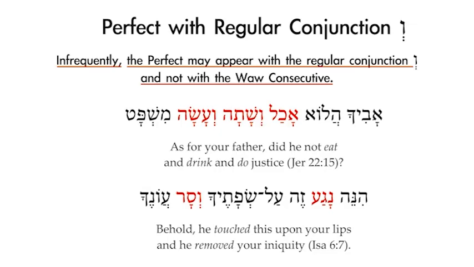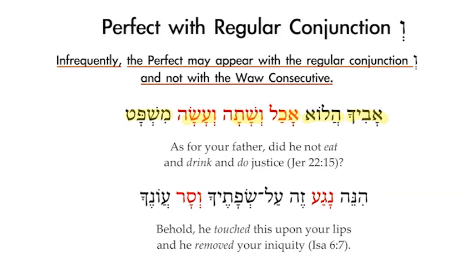The first environment in which that occurs is when you have a short series of perfect verbs that are contiguous or back-to-back. This is our first example. Let me read it for you. Avicha achal washatha wa'asa mishpat. Translated, as for your father, did he not eat and drink and do justice?